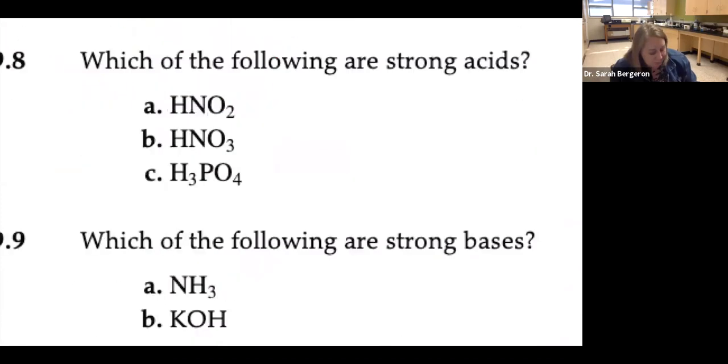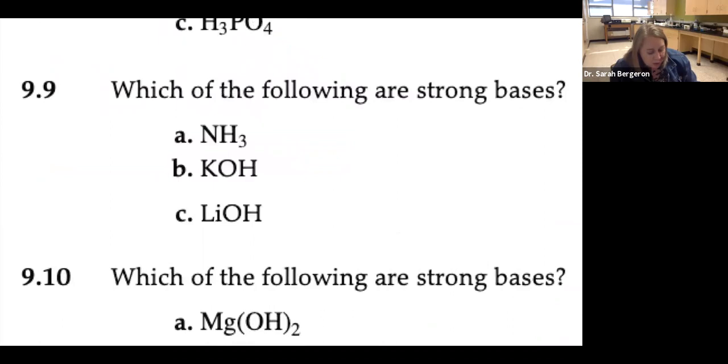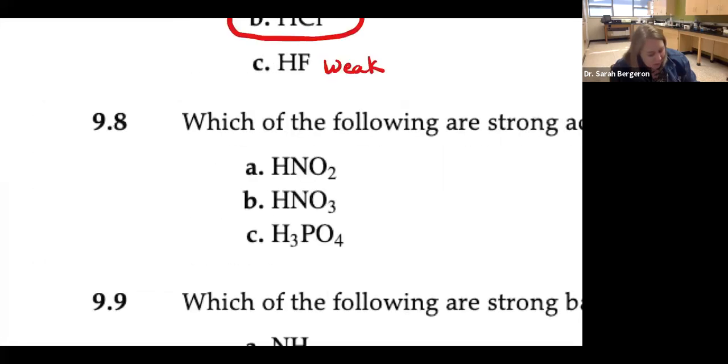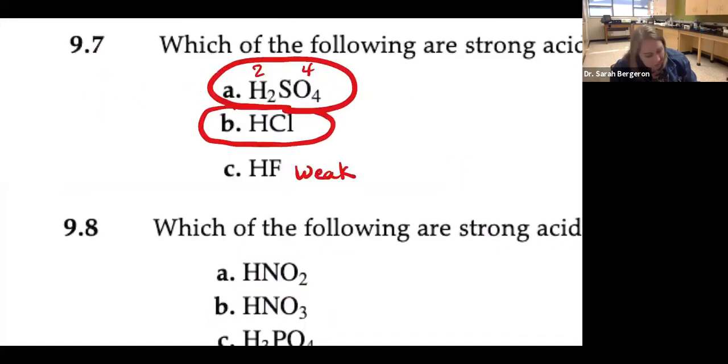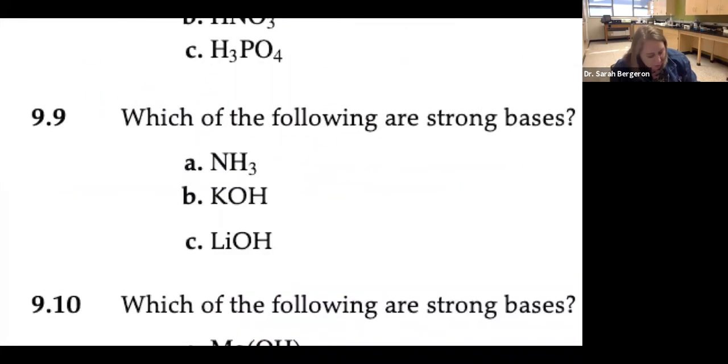Okay. All right, which of the following are strong bases? So remember your, oh, I think I mixed that up. But that's okay. Okay. So which of the following are strong bases?